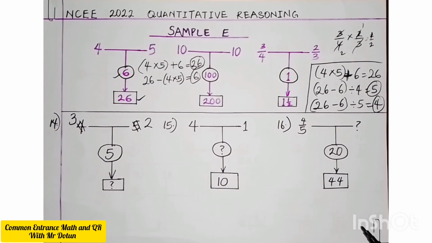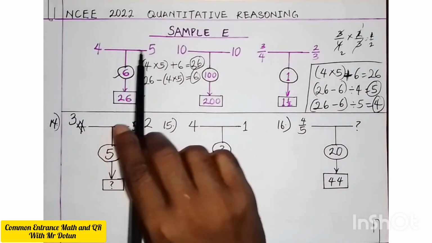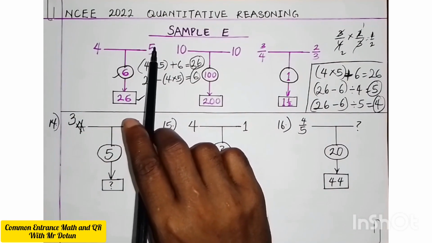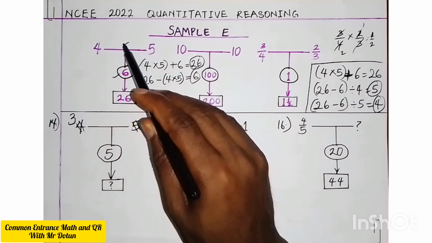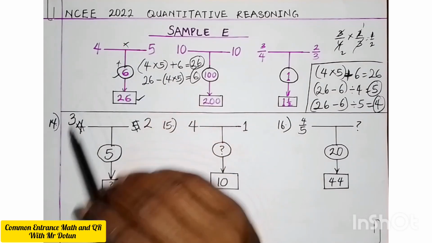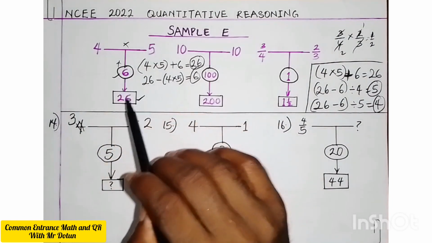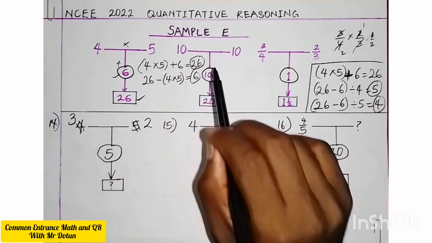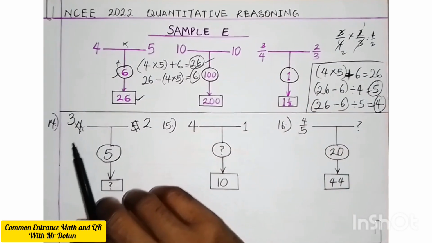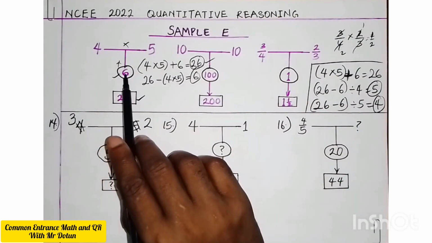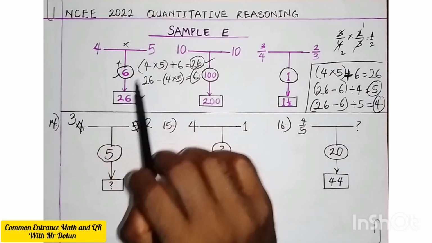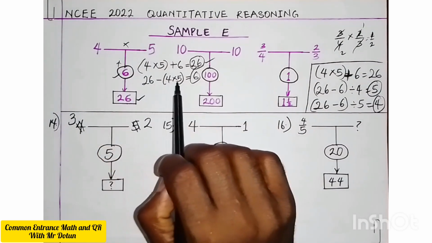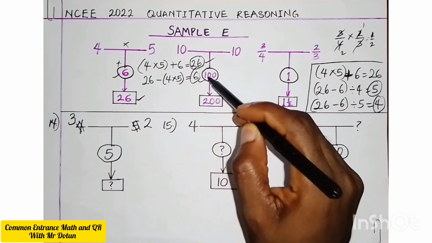Alright, so let's go over the formula we have written. We discovered that 4 times 5, 20, plus 6, 26. So this will be times and addition. 4 times 5 plus 6 equals 26. That's the first one. Then the second one, for us to get 6, we do 26 minus 4 times 5. So 26 minus 4 times 5, and that gives us 6.